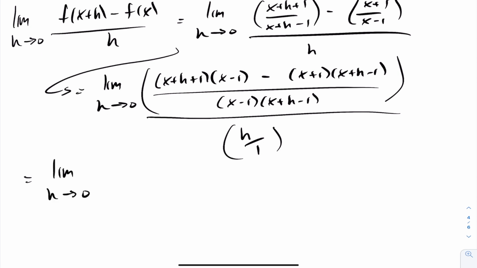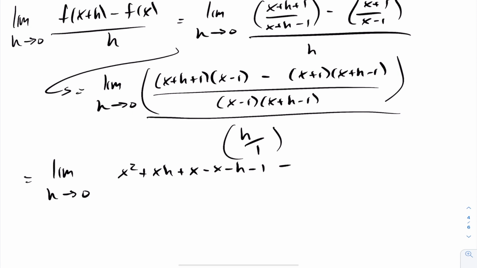Again, when I expand out the top here, if you take a look, I'm first taking this x value and multiplying all three of these terms by x. So this will be x squared plus xh plus x. And the second term, I'm taking the minus 1 and distributing that to all three. So this will be negative x minus h minus 1.